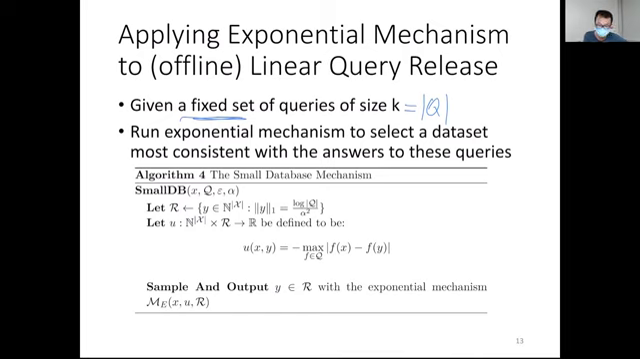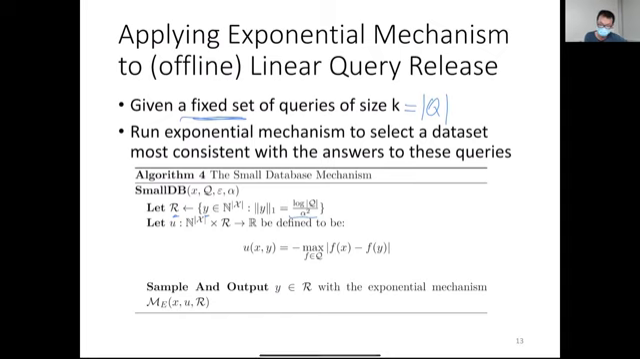And in addition, since the previous utility analysis of the exponential mechanism depends on the cardinality of the space that we sample from, let's consider databases that are small, right? So let's consider the space R to be the set of all data sets where the data set contains at most this many elements in it.